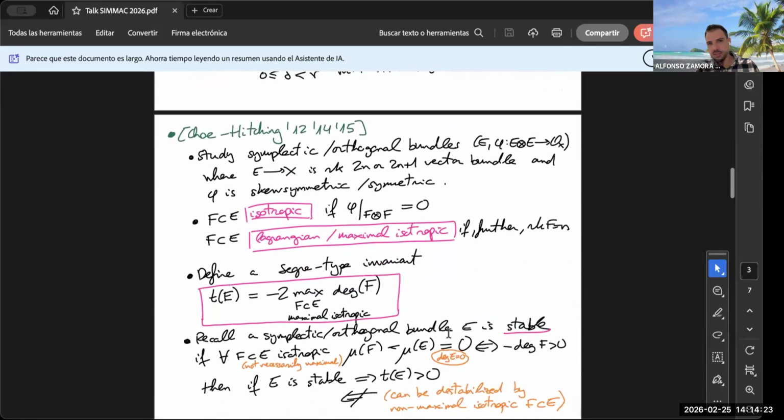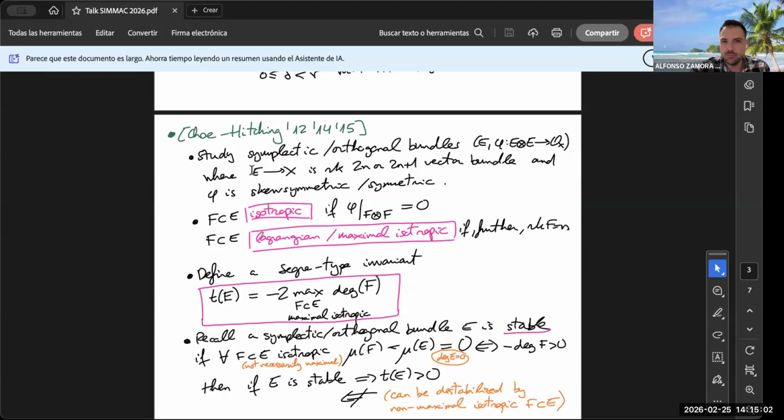And then Sumit Chowdhury and George Hitching, in a series of papers in 2012, 14, and 15, translate this story to the symplectic and the orthogonal case, which are the first cases, or the easiest cases, of principal bundles, which are the objects of our current study. So a symplectic or an orthogonal bundle can be described both at the same time. It is a pair consisting of a vector bundle and a morphism from the tensor square of the vector bundle to the structure sheaf of the curve.